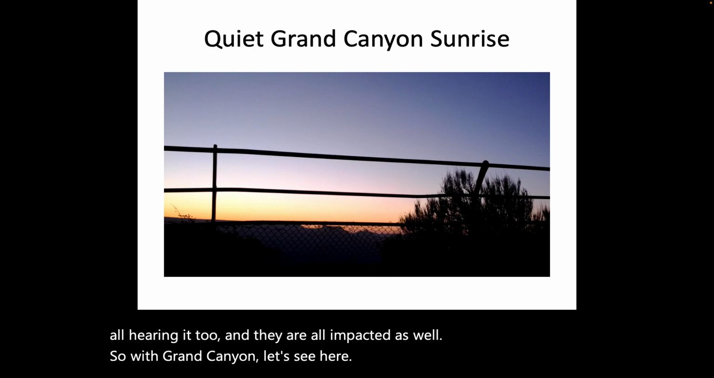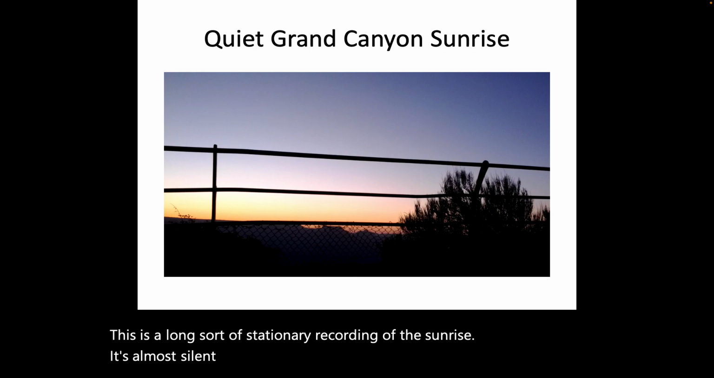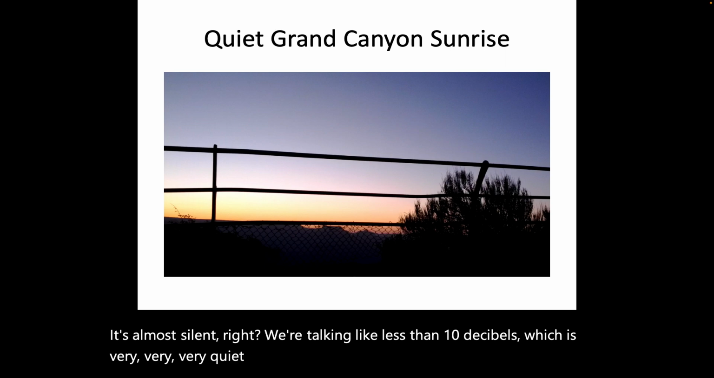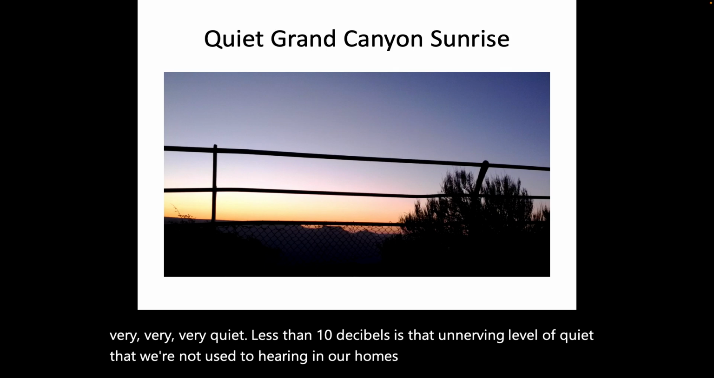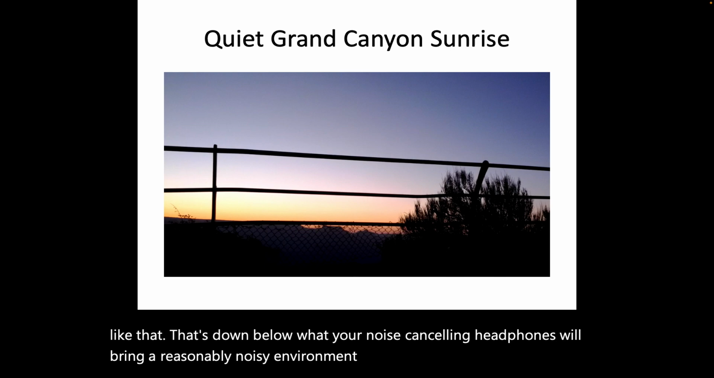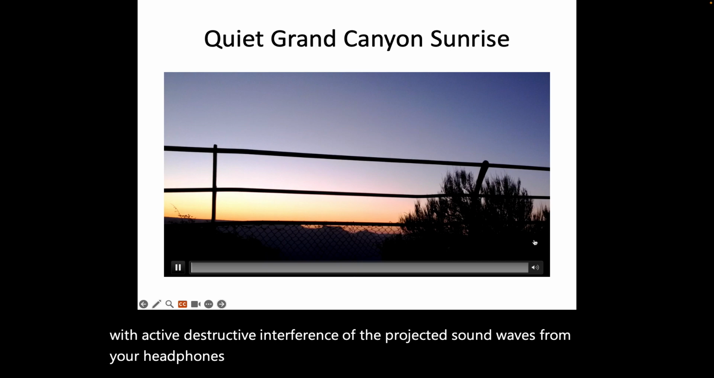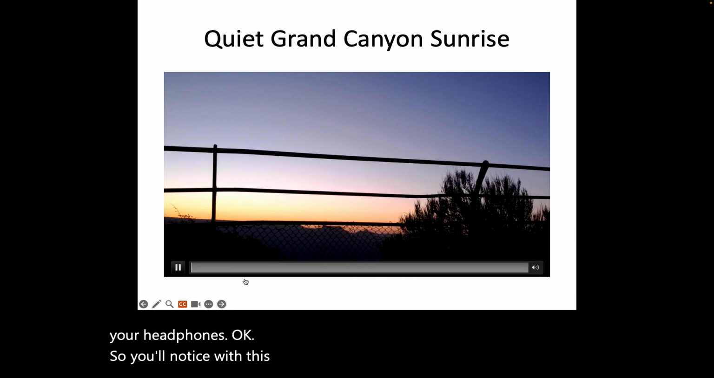This is a long sort of stationary recording of the sunrise. It's almost silent, right? We're talking like less than 10 decibels, which is very, very quiet. Less than 10 decibels is that unnerving level of quiet that we're not used to hearing in our homes, in our classrooms, anything like that. That's down below what your noise canceling headphones will bring a reasonably noisy environment down to. It's quieter than that, even with active destructive interference of the projected sound waves from your headphones. Okay? So you'll notice with this time lapse, we can't hear anything.